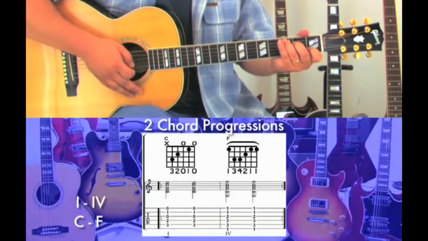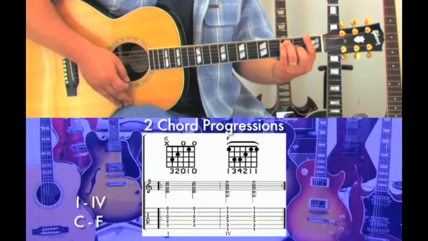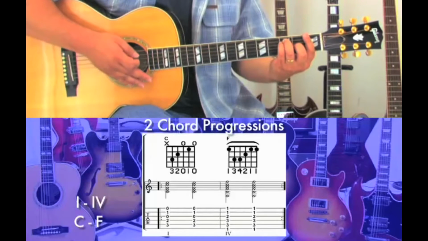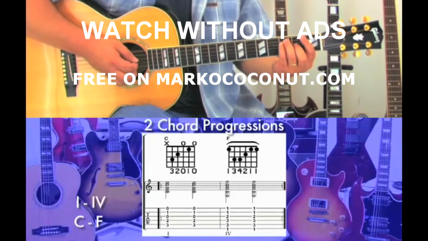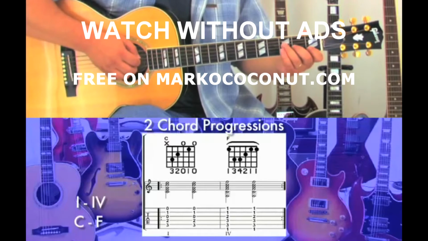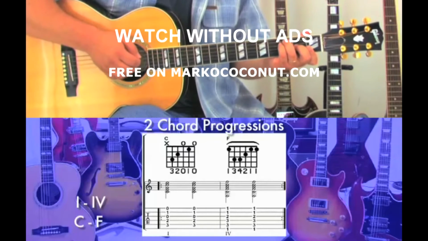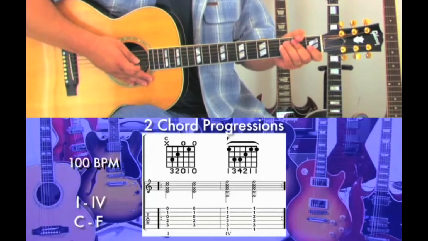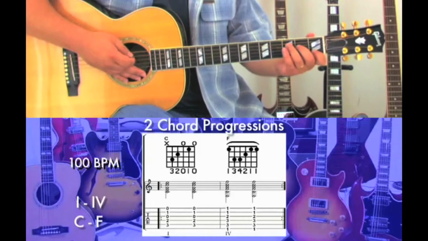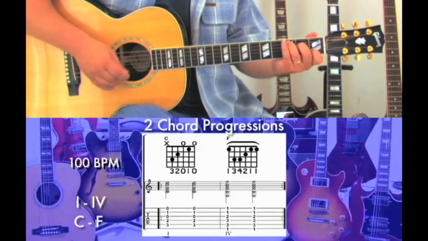1, 2, 3, 4, 1, 2, 3, 4. I'll be using the full F chord, but feel free to substitute one of the easier variations. Here's the 1-4 progression at 100 BPM. 1, 2, 3, 4.